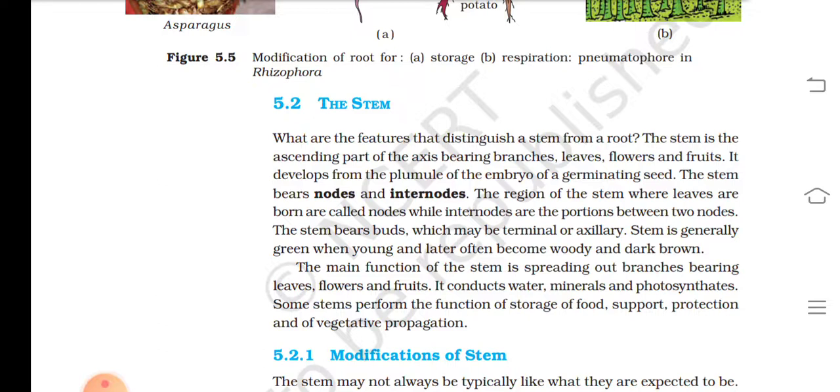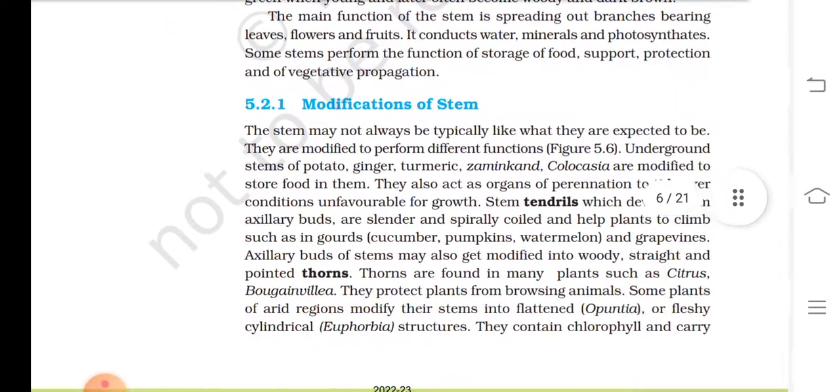Stem is generally green when young and later often becomes woody and dark brown. The main function of the stem is spreading out branches bearing leaves, flowers and fruit. It conducts water, minerals and photosynthates. Some stems perform the function of storage of food, support, protection and vegetative propagation.